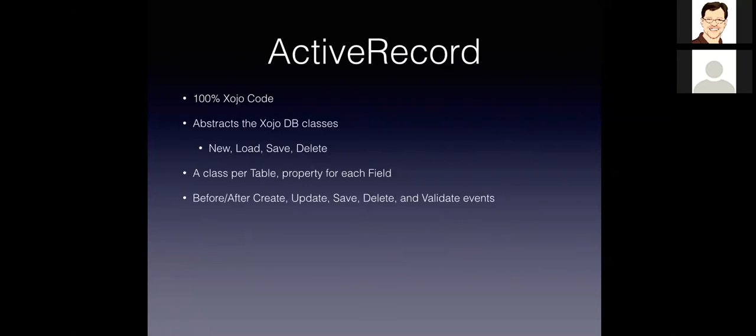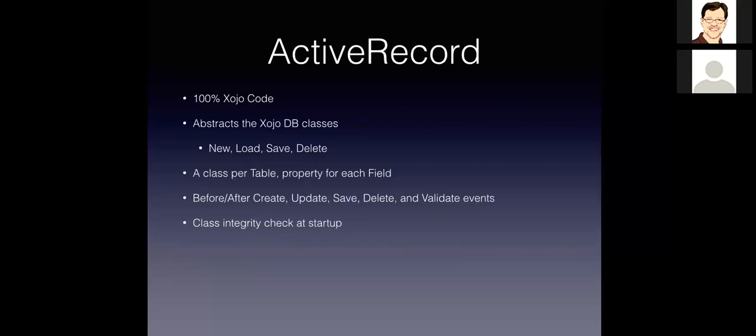The other thing that's really cool about ActiveRecord is we've got all these events. So we've got events for before create, before update, before save, before delete, and we've got corresponding events for after create, after update, after save, after delete. We also have a validate event, which we created 7 or 8 years ago, and we found that we don't really use it very much because we have a tendency to put our validation code right next to the UI that's using it. We'll show an example hopefully afterwards that does this.